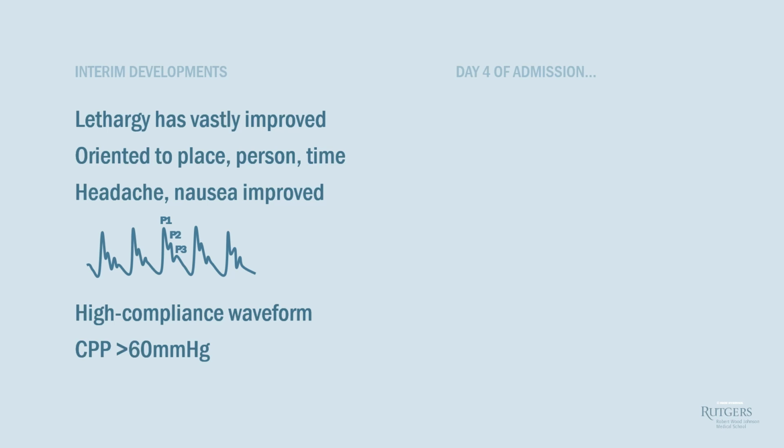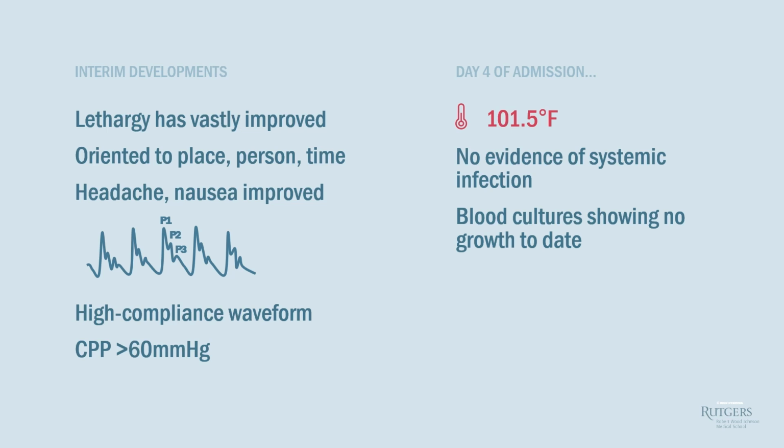On day 4 of admission, our patient spikes a fever of 101.5 Fahrenheit. Oh man, we just can't catch a break. There is no evidence of systemic infection. Chest x-ray and urinalysis show no acute disease, and blood cultures so far are not growing any organisms.